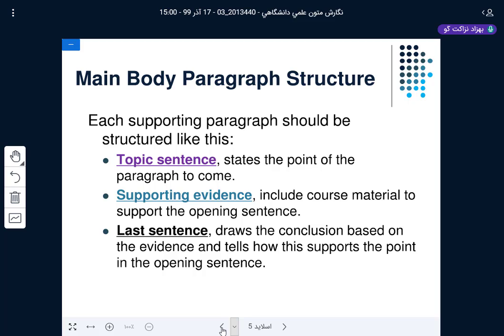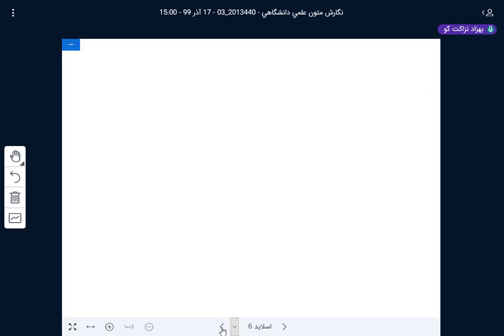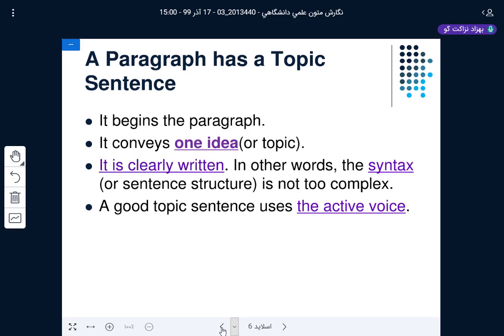scholarly writing. Then we have some supporting evidence, and this evidence verifies the point we made in the topic sentence. It includes course material to support the opening sentence. Let's say this way, and the last sentence is called the clincher or concluding sentence, and it draws the conclusion based on the evidence and tells how this supports the point in the opening sentence. So you will see all of them in examples. A paragraph has a topic sentence.